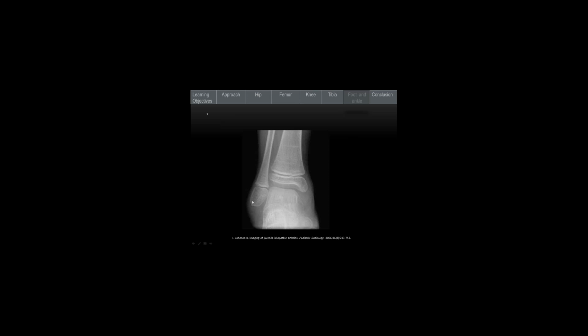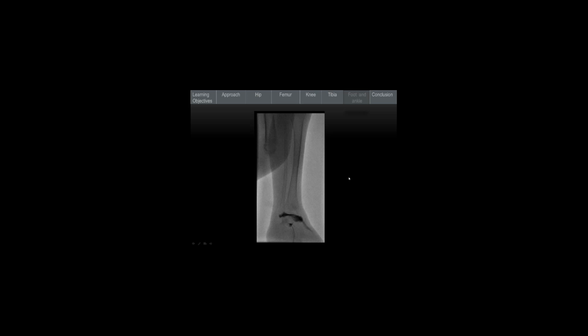Here's an example of overgrowth that juvenile idiopathic arthritis can cause. You can see how long that fibula is with respect to the talus. Ordinarily, the fibula would be shorter here, but the chronic hyperemia can lead to these types of growth disturbances.